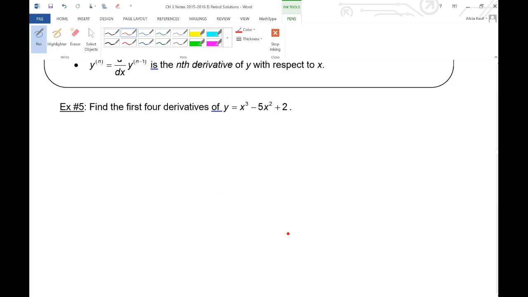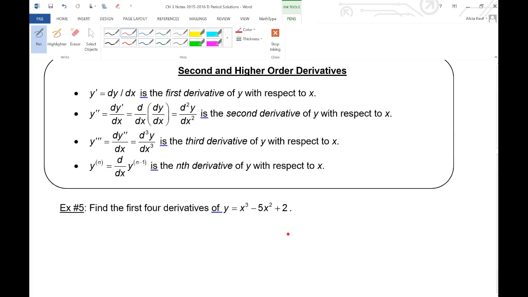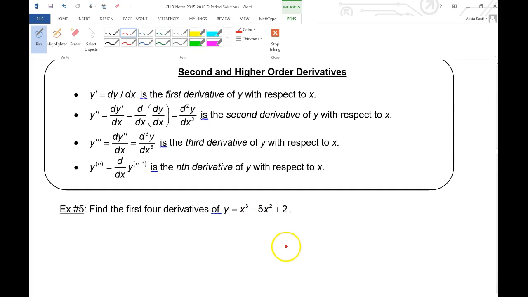Ah, this is the last page. Just double checking. Okay, so Matt was asking if we can keep going, and we can. On the next page, it says second and higher order derivatives. So you can keep going. You could keep finding the derivative after the derivative after the derivative.